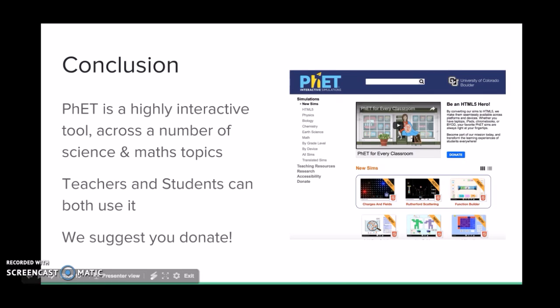So in conclusion, PhET's a highly interactive tool accessible across a number of topics in science and mathematics education. There's over 100 simulations in various fields to try out, so we highly recommend it, and it's very helpful for both teachers and students because they can use it not only in the classroom but at home. If you'd like to, there's also the option to donate to the PhET simulation to help move some of those Java applets to HTML5, which will make them more accessible.